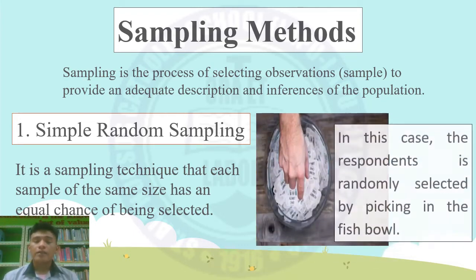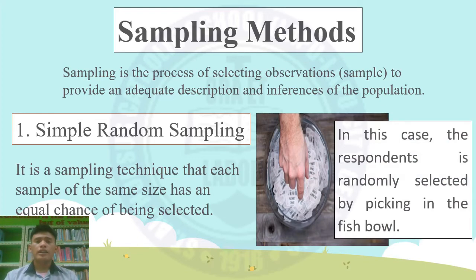Example, the fishbowl. In the fishbowl, you will just pick any respondents. Inside the fishbowl, many of the respondents are there. So you will just pick them up, simply picking respondents. In this case, the respondents are randomly selected by picking from the fishbowl. That will be simple random sampling.